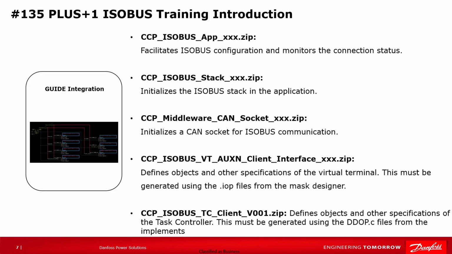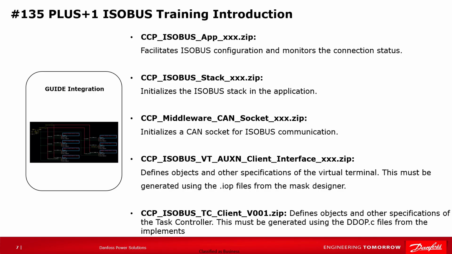3 of the CCP files are supplied with the software package: CCP ISOBUS application zip file. These files facilitate ISOBUS configuration and monitor the connection status. CCP ISOBUS stack zip file. These files initialize the ISOBUS stack in the application. CCP middleware CAN socket zip file. These files initialize a CAN socket for ISOBUS communication.